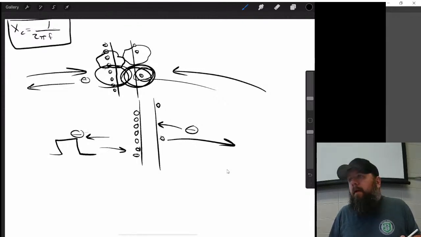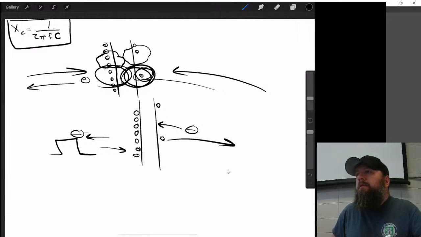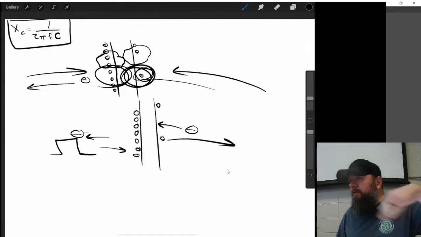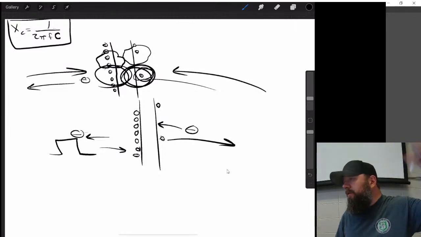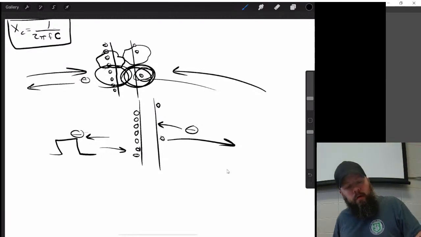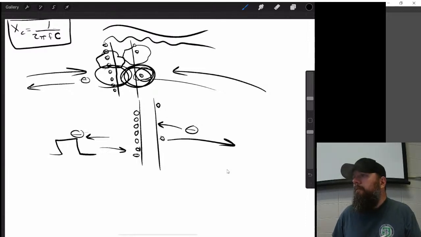Kind of remember that capacitive reactance, okay? 2 pi, again, oops, it should have capacitance here. 2 pi times frequency is a speed, right? 2 pi is 360 degrees. It's going in a circle. Frequency is how many times it's going in that circle, right? So how fast that sine wave is going, right? This versus that. Okay.